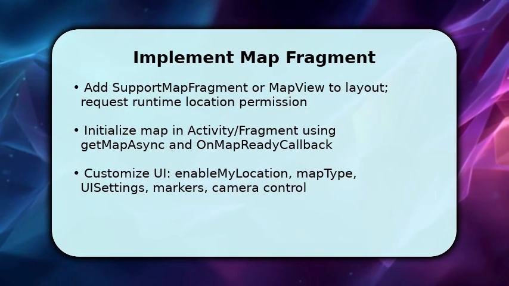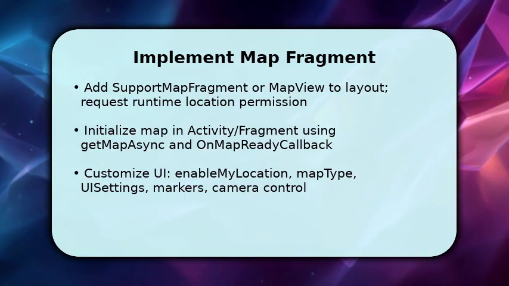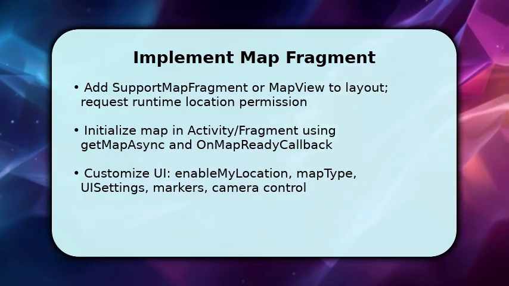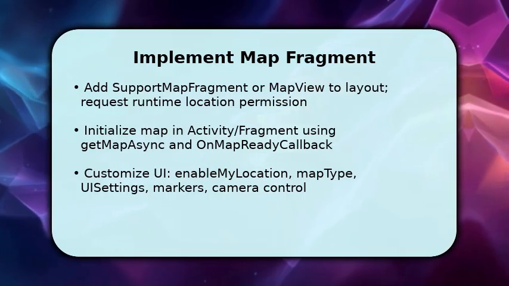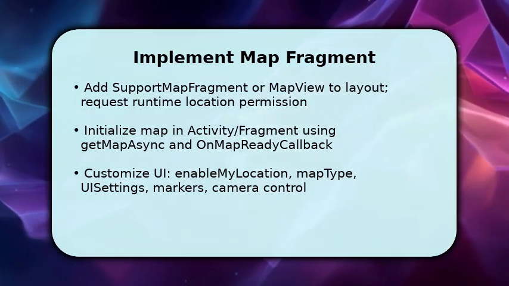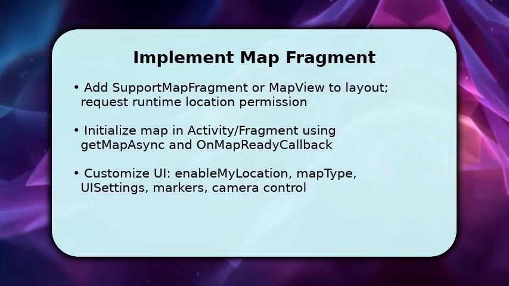You now implement the map UI. Add support map fragment or map view to your layout and request runtime location permission from the user so location features work. Then initialize the map in your activity or fragment by calling getMapAsync and implementing onMapReady callback. This gives you a Google Map instance where you can act.